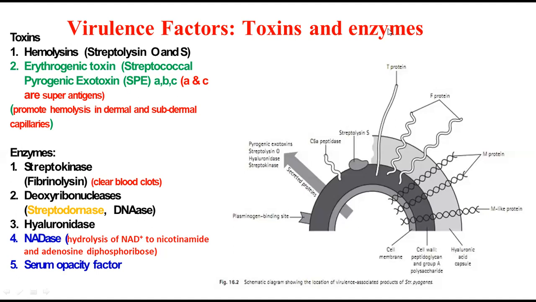It is also used in many chemical reactions in the cycles, like the Krebs cycle, glycolysis, and the electron transport chain. So by destroying it, it can cause very major abnormalities inside a person. The fifth one is the serum opacity factor. What is serum opacity factor?